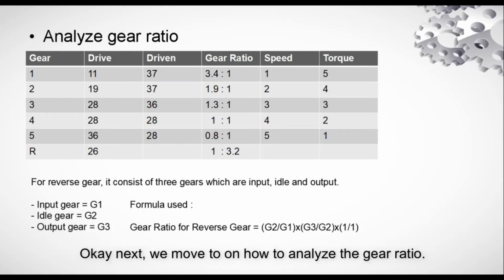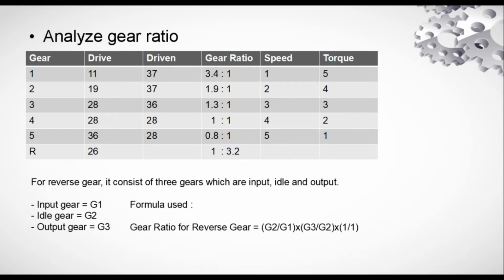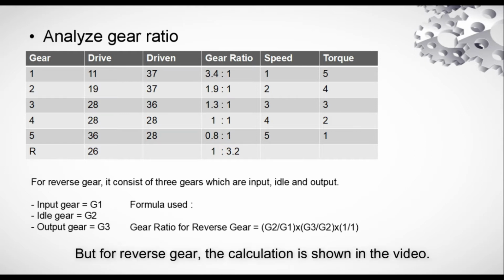Okay, next we move on to how to analyze the gear ratio. As an example, to get the gear ratio, the number of teeth of the driven gear is divided by the number of teeth of the drive gear for normal gear. But for reverse gear, the calculation is shown in the video.